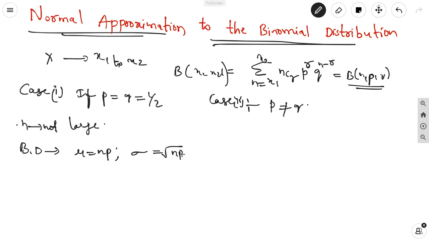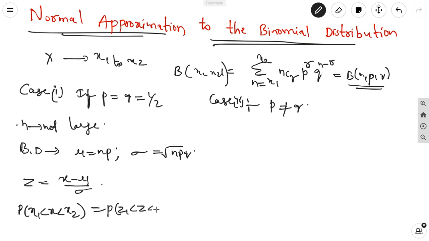In general, in the binomial distribution, the mean is equal to np and the standard deviation sigma is equal to the square root of npq. We have known this. In the same way, for the normal distribution, the normal variable is z = (x minus mu) by sigma. From this, we can calculate the probability P(x1 < x < x2) = P(z1 < z < z2) = integral from z1 to z2 of phi(z) dz. It can be calculated from the normal table. This is case 1.